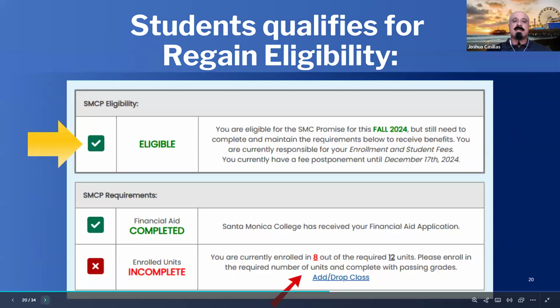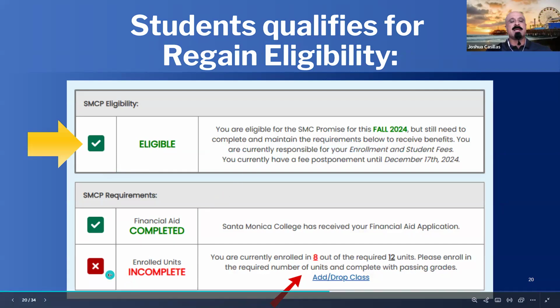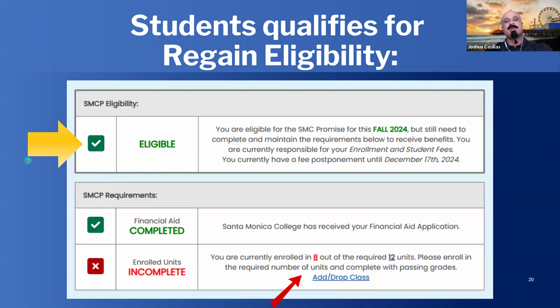Let's go into, this is what it looks like. So this student here is for a previous semester. If we're looking at the yellow arrow, they're eligible, okay? If it says eligible on your SMC Promise eligibility after the requirement deadline, that means you've met both requirements. This student met the requirements at the requirement deadline for this past fall semester, but has now dropped below the units, as you can see where it says incomplete, but they qualify to regain eligibility. So long as it stays on there, says eligible, they qualify to regain eligibility. That means they dropped after the requirement deadline, okay?